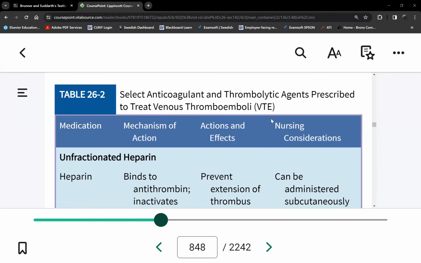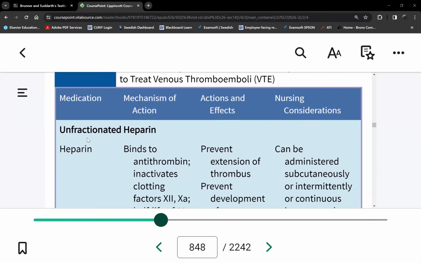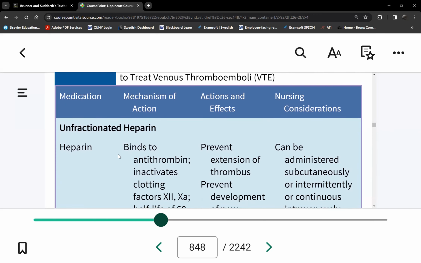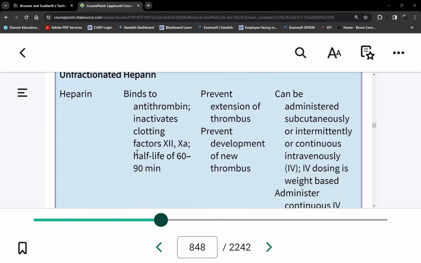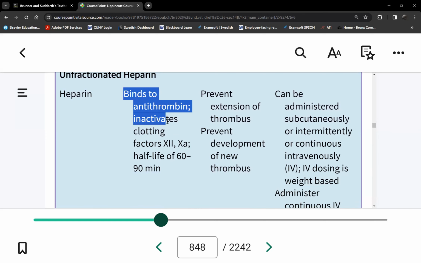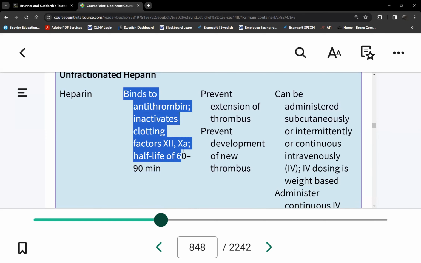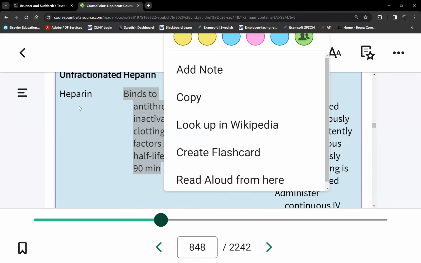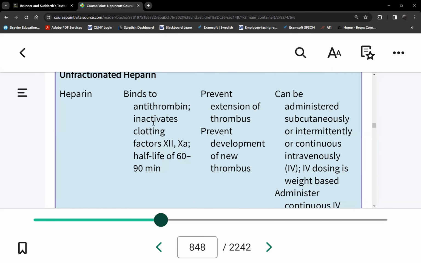Table 26-2. So the first thing they'll give is heparin, unfractionated heparin intravenously. So this will be started. The reason is this is how the heparin works. It binds to antithrombin, inactivates clotting factors 12 and 10A, and has a half-life of 1 to 1.5 hours. Because of its action, it inactivates clotting factors 12 and 10A.